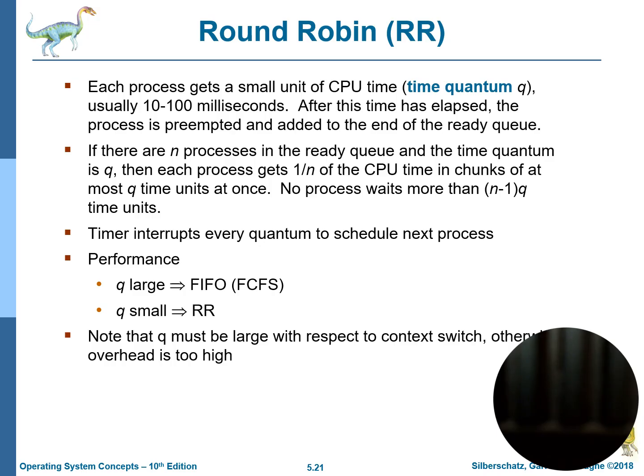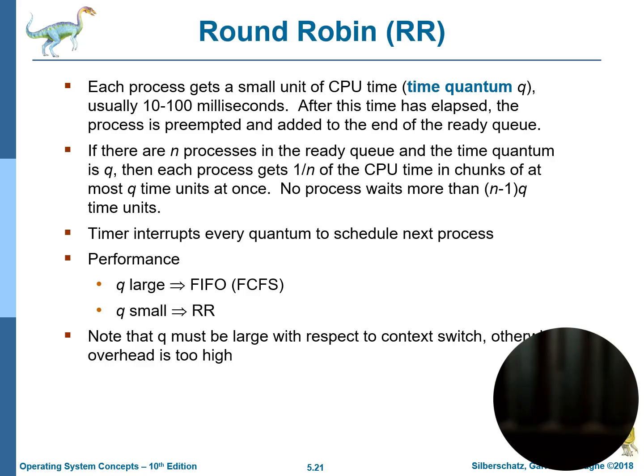So for its performance, if Q is large, it behaves like first come first serve. If the time quantum is small, it means more dispatches of processes will take place. If the quantum is large, it means preempting processes becomes less. So Q must be large with respect to the context switch, otherwise the overhead of context switching becomes too high.